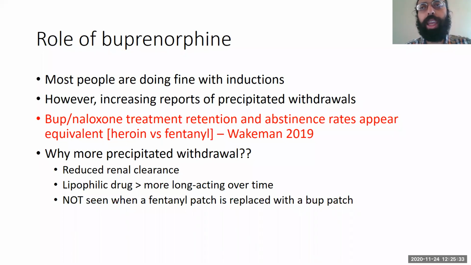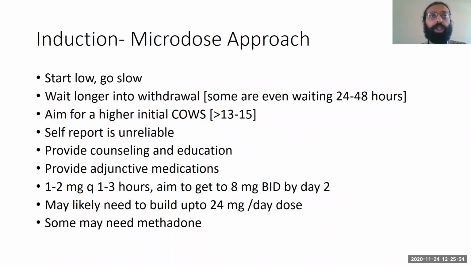And people have started looking into why this might be. So one reason is that fentanyl tends to build up in the body. It has reduced renal clearance. It's also lipophilic, which means that it's stored in tissue. And the more someone takes it, the more long acting it becomes, right? So those may be some of the reasons why we're seeing higher rates of precipitated withdrawals. So people are also starting to look at what works. How might we do an induction onto buprenorphine in someone who's taking fentanyl? And people have taken two different approaches. This is the microdose approach.